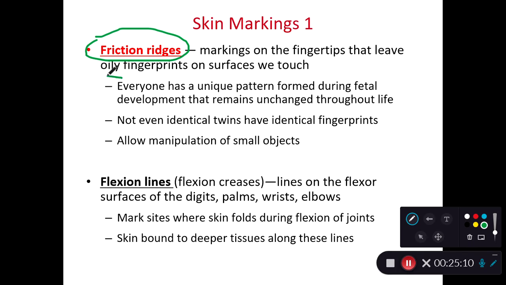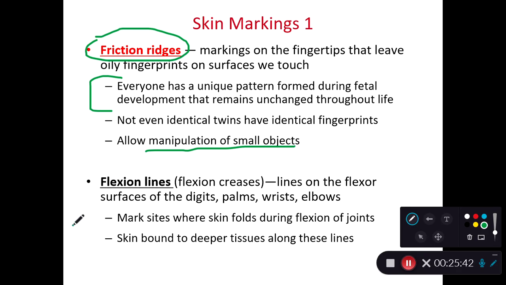Every human being on the planet, even genetically identical twins, has unique friction ridges, and by extension, unique fingerprints. And this allows us to manipulate small objects. Our fingerprints change over our lifespan too. I know for me in particular, as I've aged, I've cut my hands and my fingers more. And as I have more boo-boos and owies on my hands, I have more scars develop, and those scars will alter my friction ridges and fingerprints.